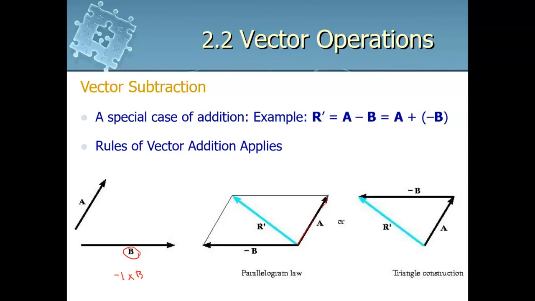So I put the tail of minus b here. This is minus b, tail of minus b at the head of the A. And then I go from tail of the first vector to the head of the second one, that is r prime. R prime is the subtraction of two vectors together.